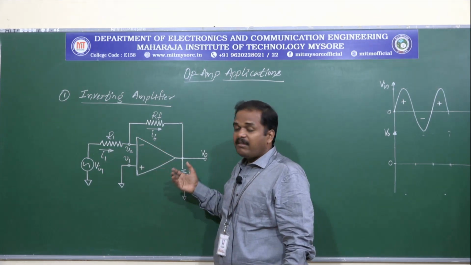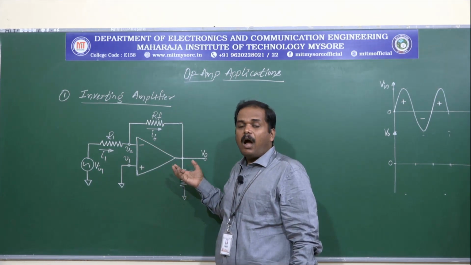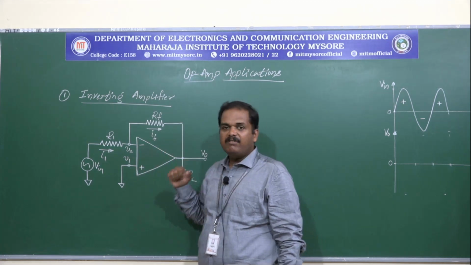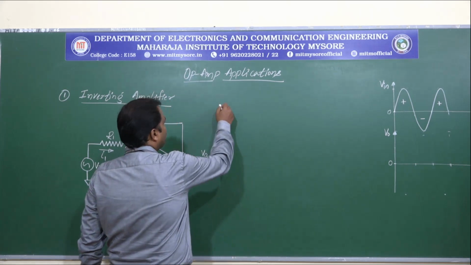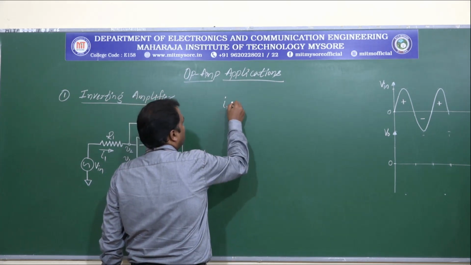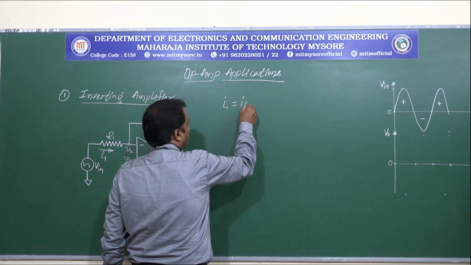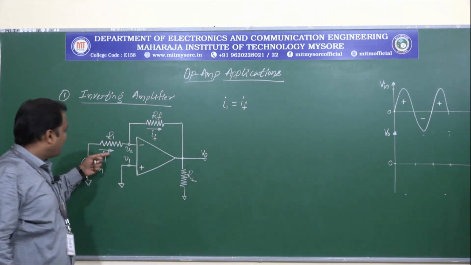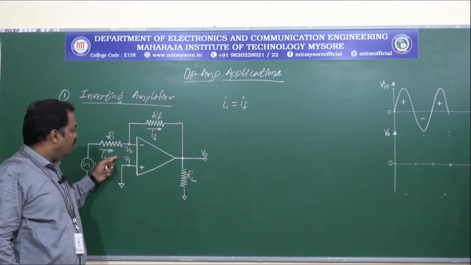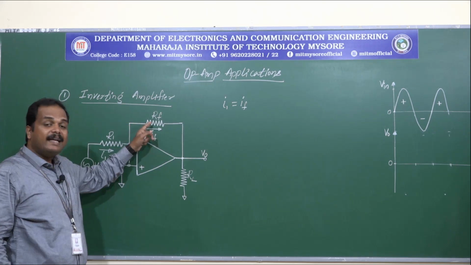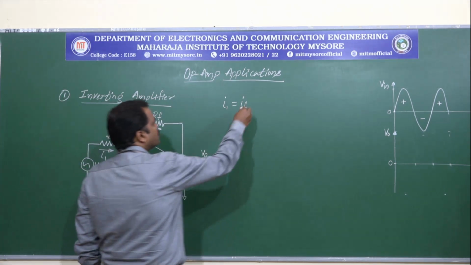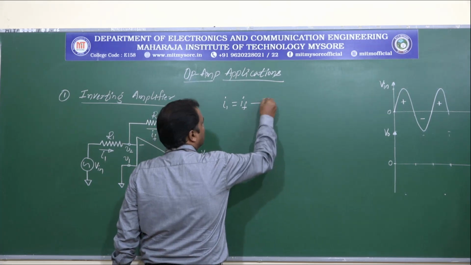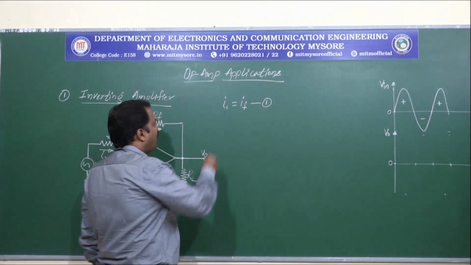Now let us derive the expression for the output voltage of this inverting amplifier. Because of KCL, we can say I1 is equal to IF. That is, the current flowing through the input element is the same as the current flowing through the feedback element. Let us call this equation 1.